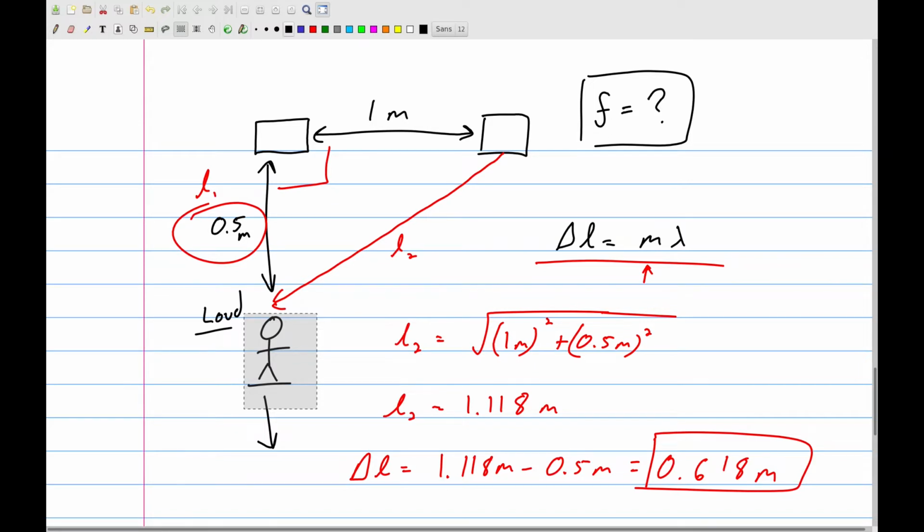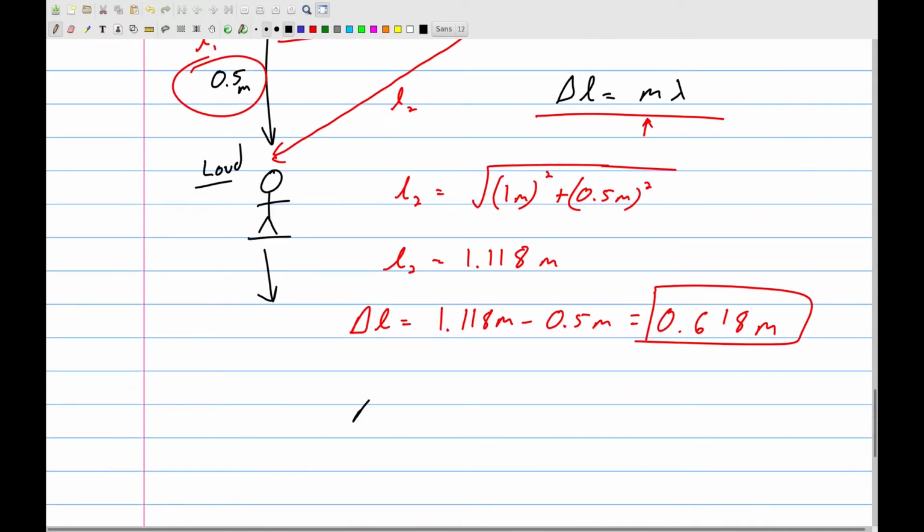So the easiest thing to do then is to use an m equals 1. So let's go over here. We will have m equals 1, and we would get delta L is equal to 1 times lambda right there. Oh, and I should have substituted in my delta L here, which was 0.618 meters. All right, well, that's pretty straightforward because you can see this 1 times lambda is just lambda. So we already know that the wavelength is 0.618 meters.